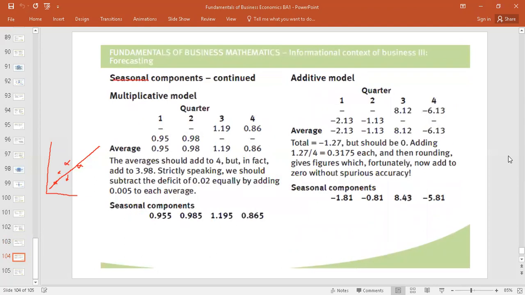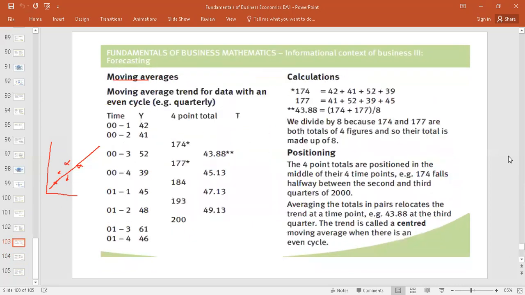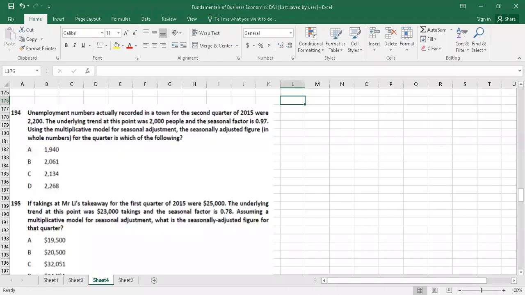With an example question, we can look into that and try to understand. So let's take up the exam questions from the Excel file and try to understand.